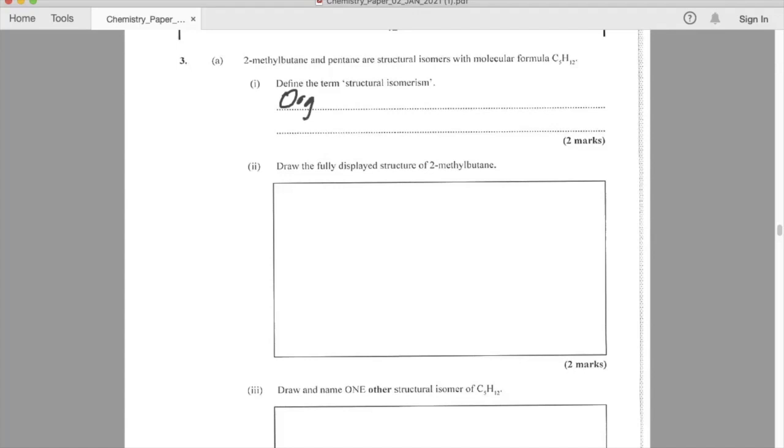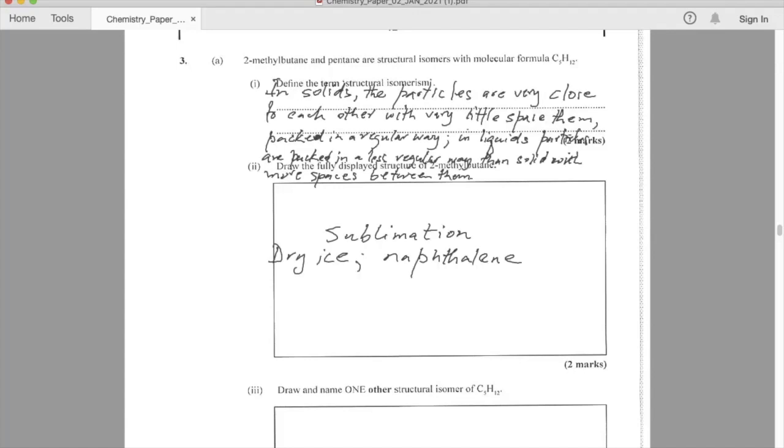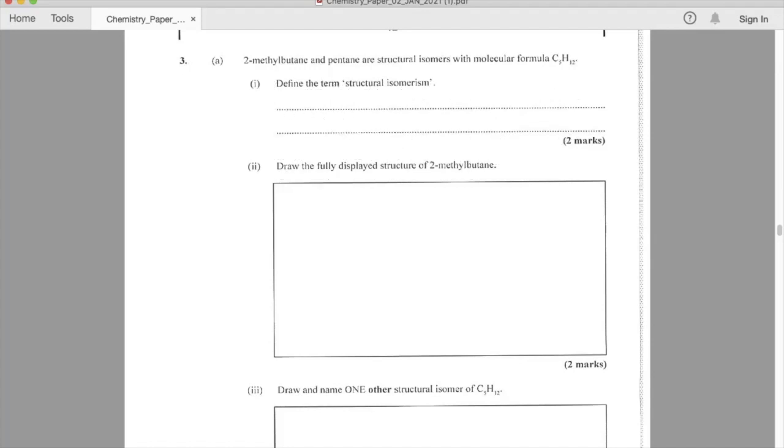Okay, let's try that again. So whenever we're asked to define terms and we see ism at the end, then we know we could start by saying the existence. So structural isomerism: existence of organic compounds. So it's organic compounds with the same molecular formula, so that part is optional.